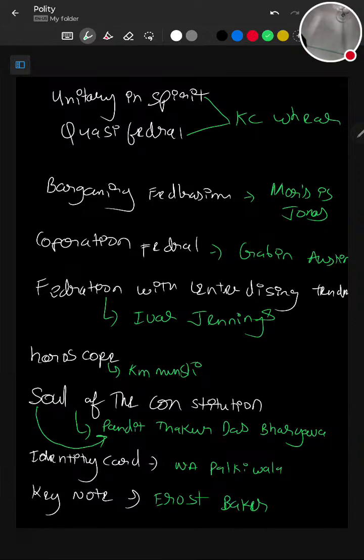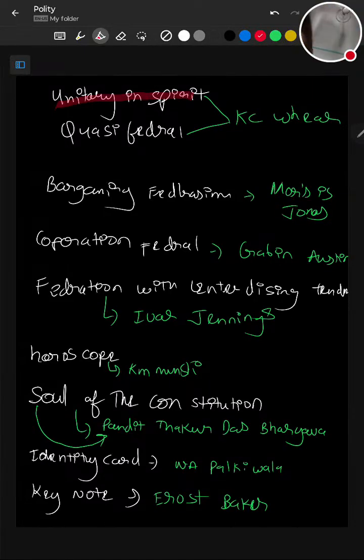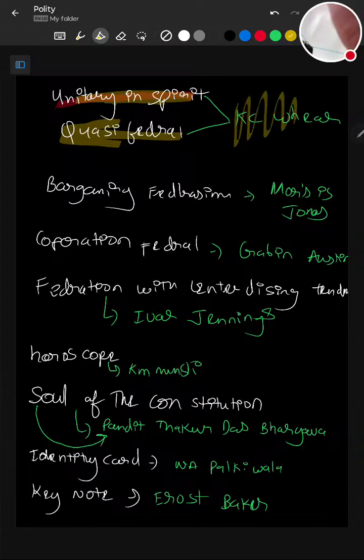Okay. Now, these are some of the names said by some people who described India at the time of the constitution. So, unitary in spirit, we are united and unitary in spirit, and quasi-federal. That means neither federal nor unitary. So that is quasi-federal. That is said by Casey Ware, right?